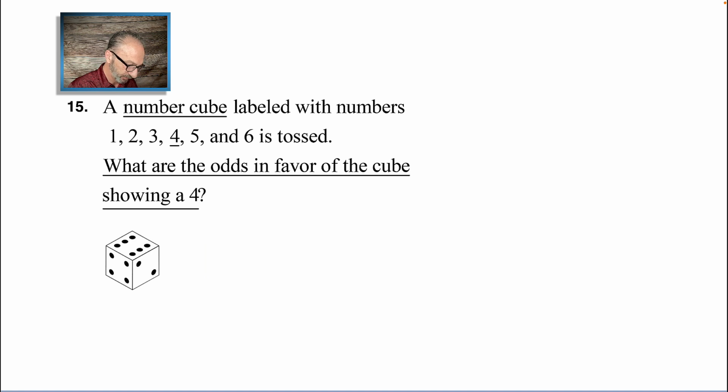Number 15. A number cube labeled with the numbers 1, 2, 3, 4, 5, and 6 is tossed. What are the odds? This is not probability, it says odds. In favor, sometimes against, of the cube showing 4. So the focus is on 4. Odds in favor. So you need to separate the numbers into two groups, some in your favor and some against you.